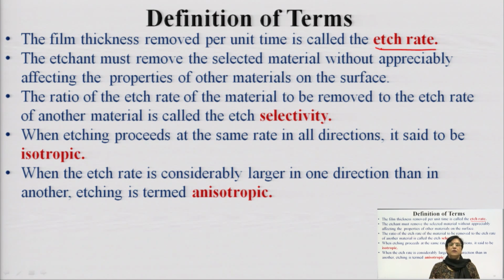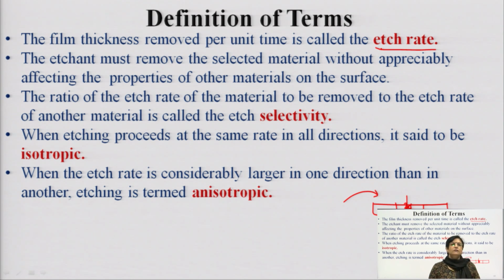The agent must remove the selected material without appreciably affecting the properties of the other material. For example, if I have silicon dioxide, and adjacent to it I have silicon, and I want to remove some selective area, I only need to create a small trench for contact. So, when I am using a chemical agent, I expect that the agent should have no impact on the other areas which are adjacent to my surface.